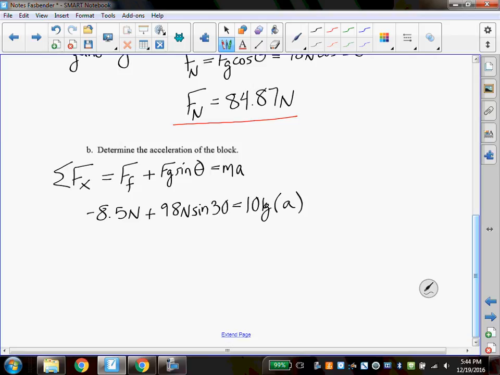When you complete the algebra, you find that the acceleration must be 4.05 meters per second squared. And that's a positive 4.05, and we said that positive is down the ramp. So that seems pretty reasonable to me: 4.05 meters per second squared down the ramp. Fantastic.